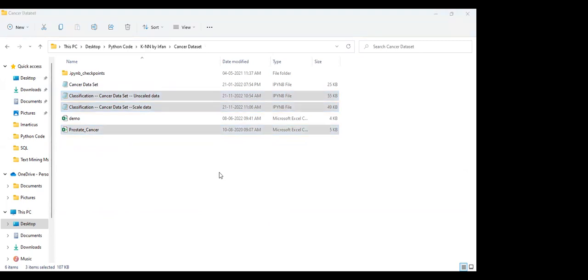Download. There are two Python files and one data file. Download both the Python files. The data will be the same. Run both the files, and once you get the output, just update me. I'll start the example on pen paper.